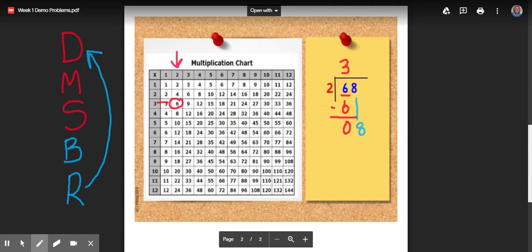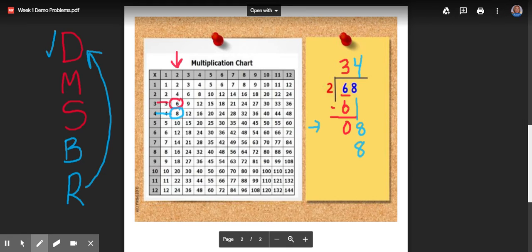2 divides into 8. So again, I will look down the 2 column. My new target number, the number being divided, in this case is 8. I find 8 exactly. 2 times what is 8? 4. So 2 divided into 8 is 4 times. 4 times 2 is 8. So I have divided: 2 divided into 8 gives me 4.